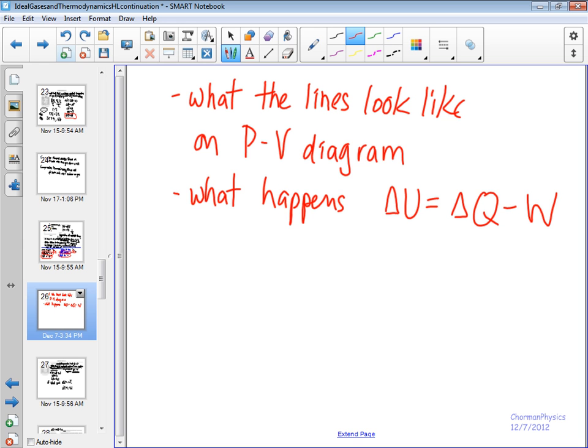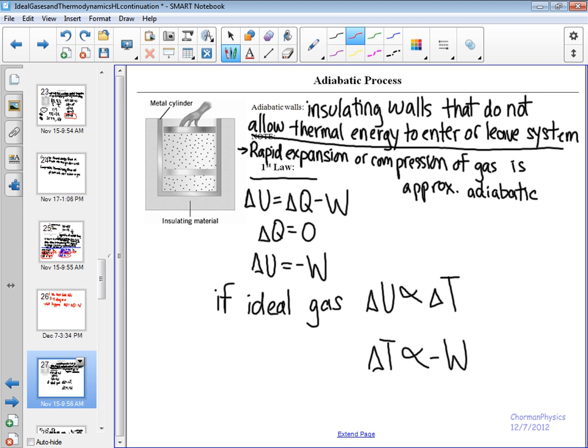All right. So the last process that we're going to cover in this section is an adiabatic process, okay? And an adiabatic process is one where we have a perfectly insulated system, okay? And thermal energy cannot enter or leave. So that means delta Q is now 0 when we look at the first law, okay?